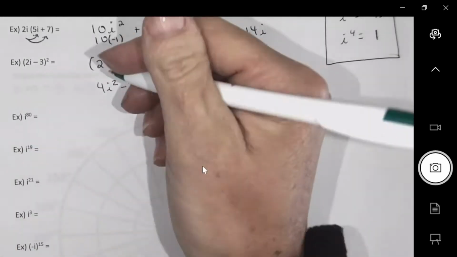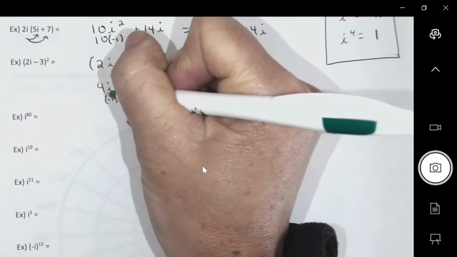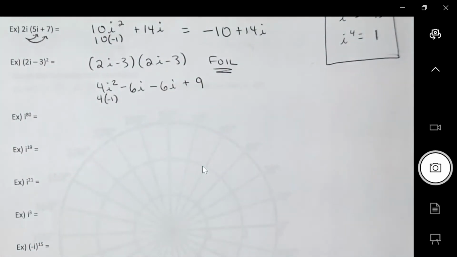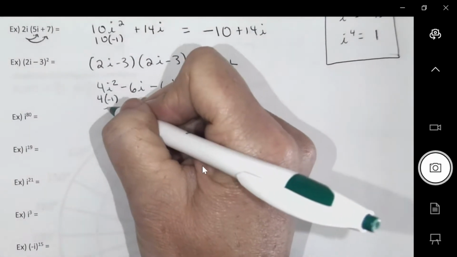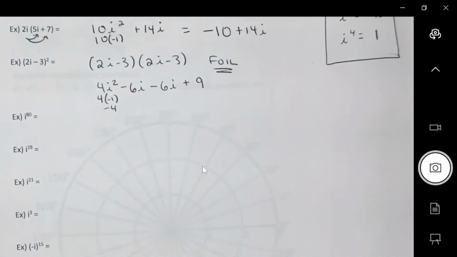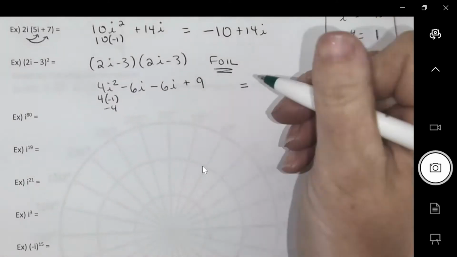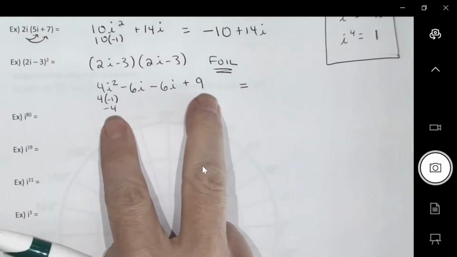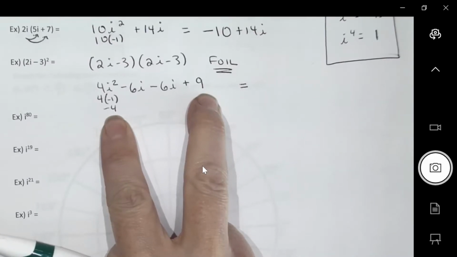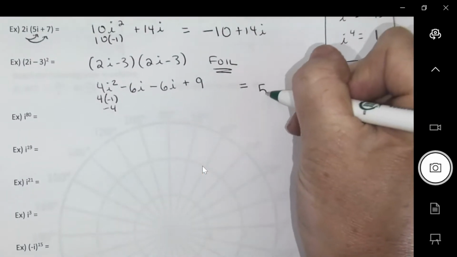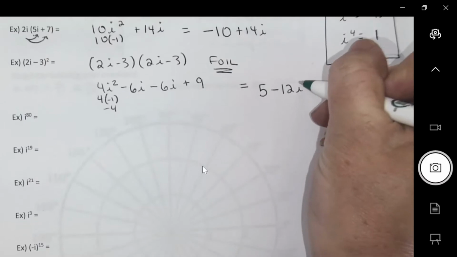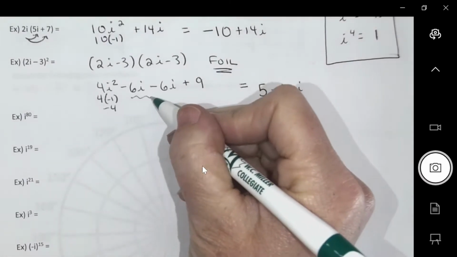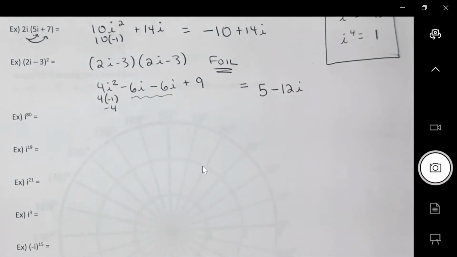Then I know the i squared is -1. So that's a -4. Okay, so I'm going to go -4 plus 9. That can go together. Are we good with that? That's a 5. And then I can put those together. Minus 12i.